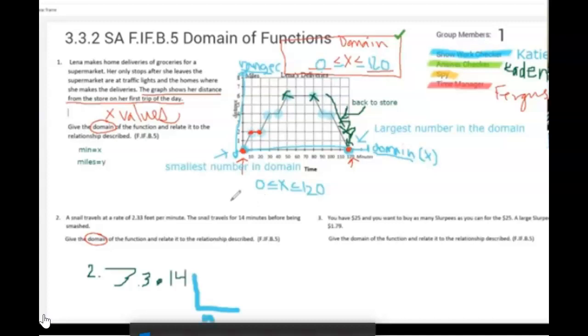What are you calculating right now, Caden? How many feet he traveled before he got smashed. Okay, so you're crunching right now how many feet he's going to travel before he gets smashed. Great. Okay, what is this problem asking us for?